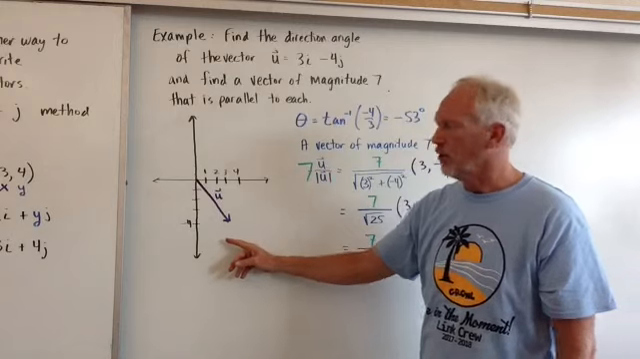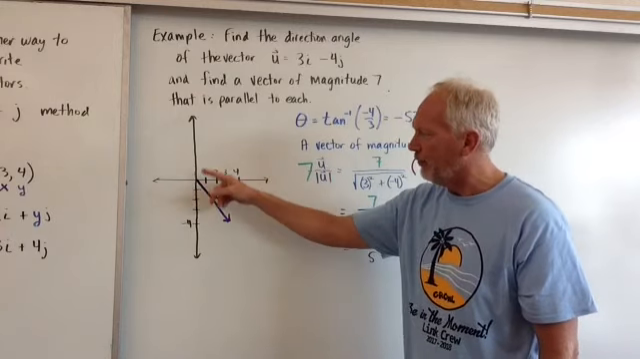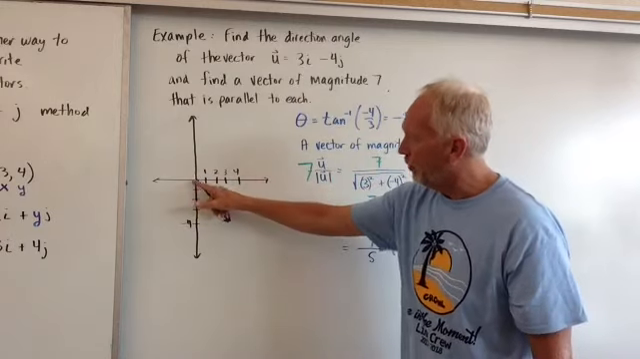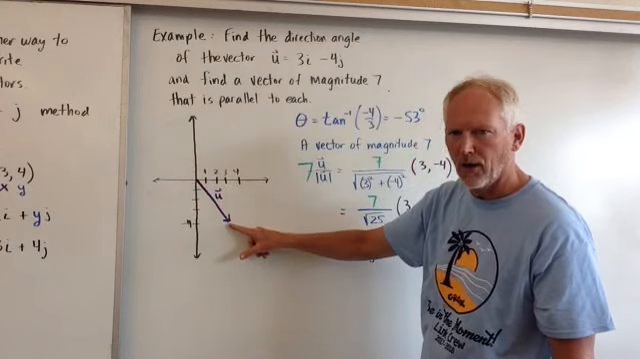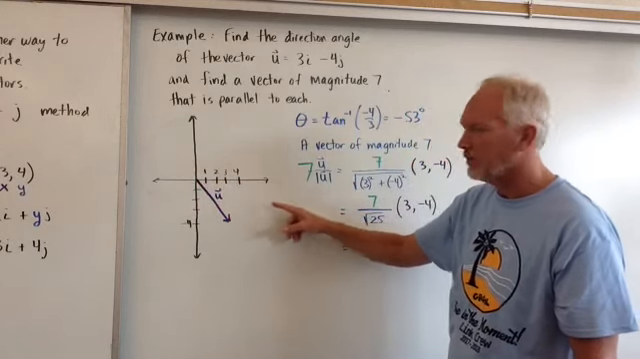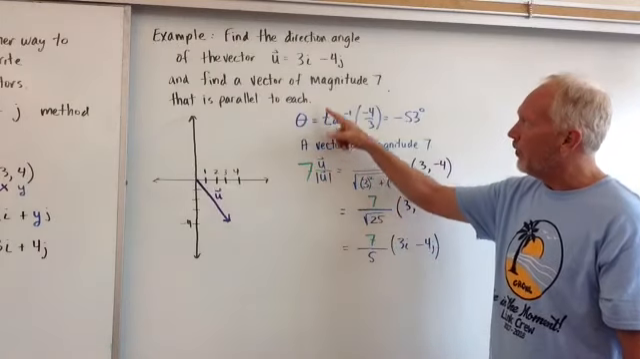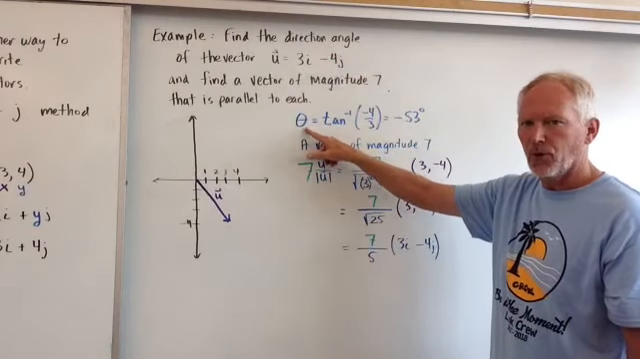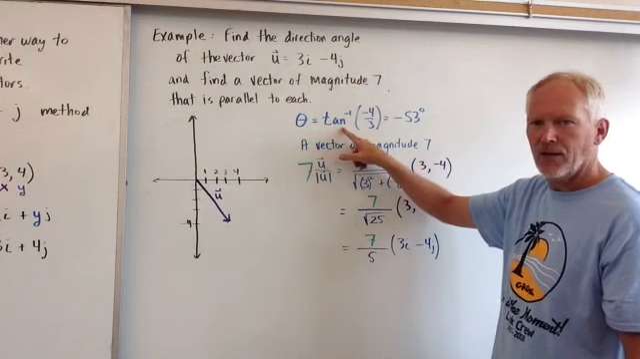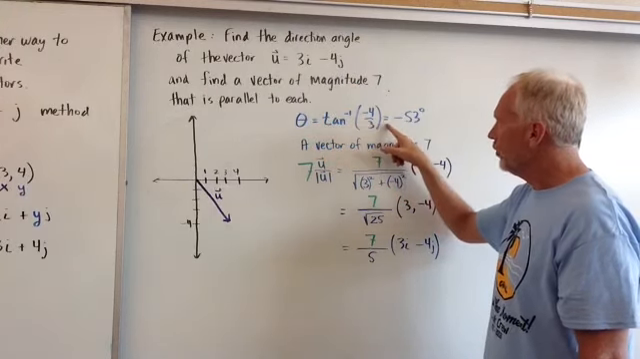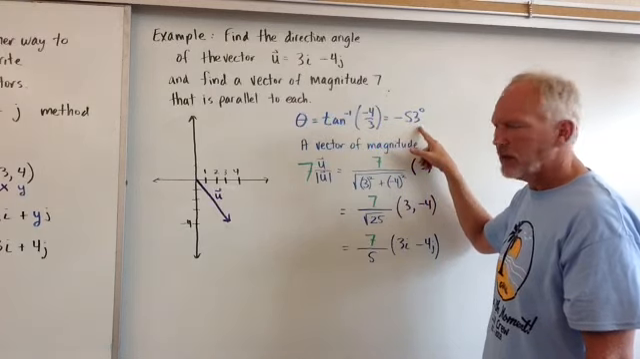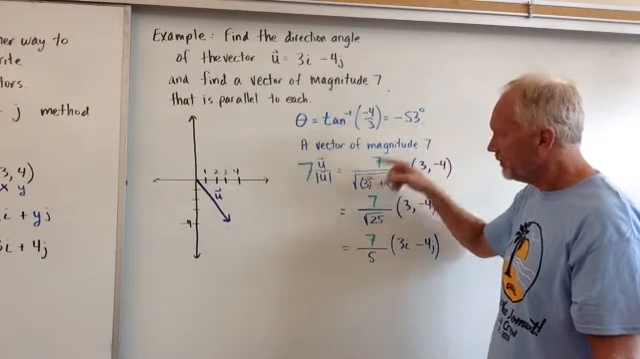All right, so you'll notice here's the graph. Here's u, 3 in the x direction and negative 4 in the y direction. So here's our vector u, and we want to find the direction angle. If you recall, theta is equal to the inverse tangent of negative 4 over 3, which equals negative 53 degrees. Plug that in your calculator.